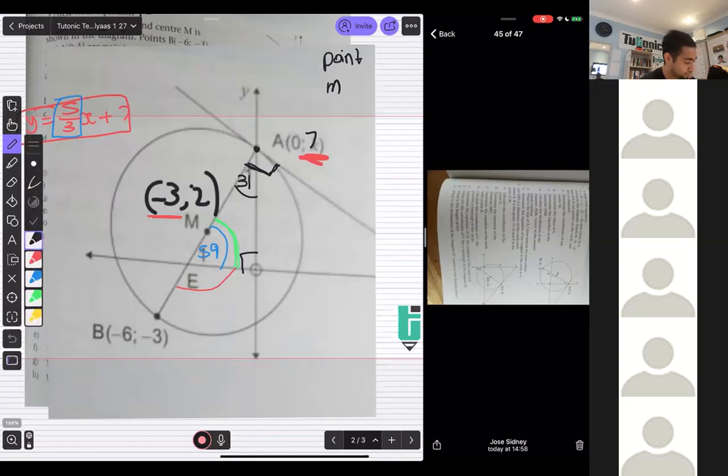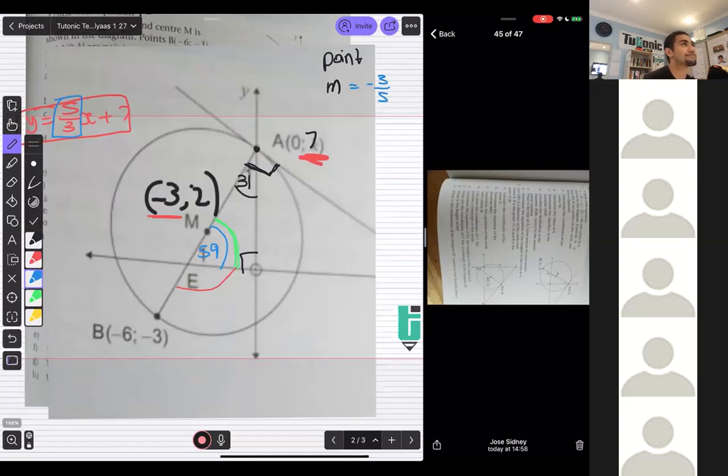-3/5. You just swap the numerator and denominator, and you make it negative. Do you guys see that? Do you guys see that?